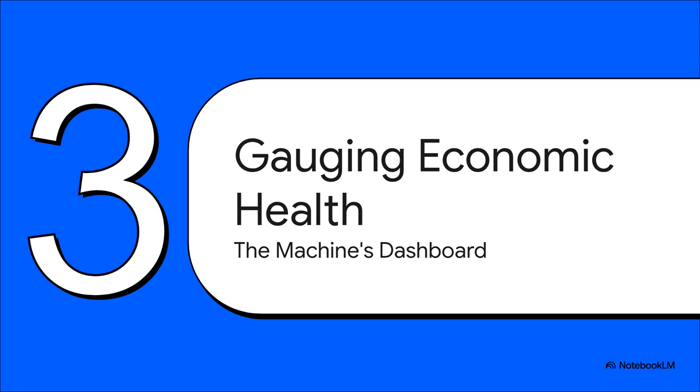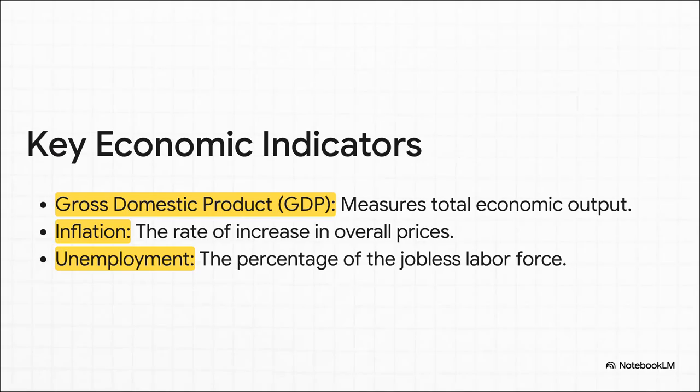Okay, so we have this giant machine chugging along, but how do we know if it's actually running well? We don't just guess. We check the gauges on its dashboard. And for a quick health check, economists are always looking at three absolutely critical indicators. These three numbers give us an incredibly powerful snapshot of how the economy is doing at any given moment.